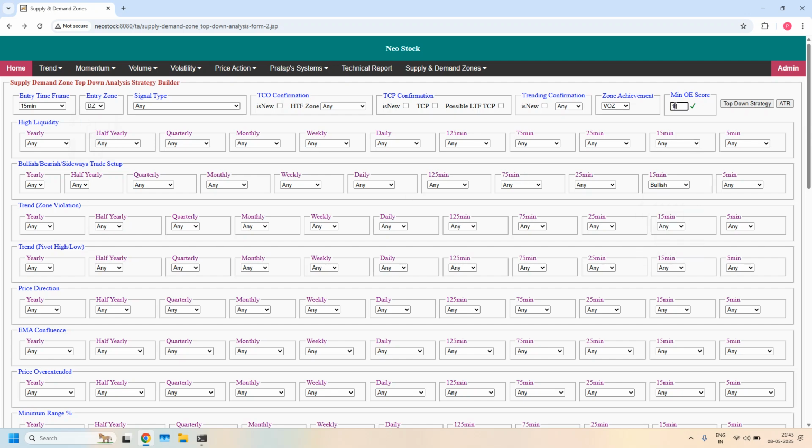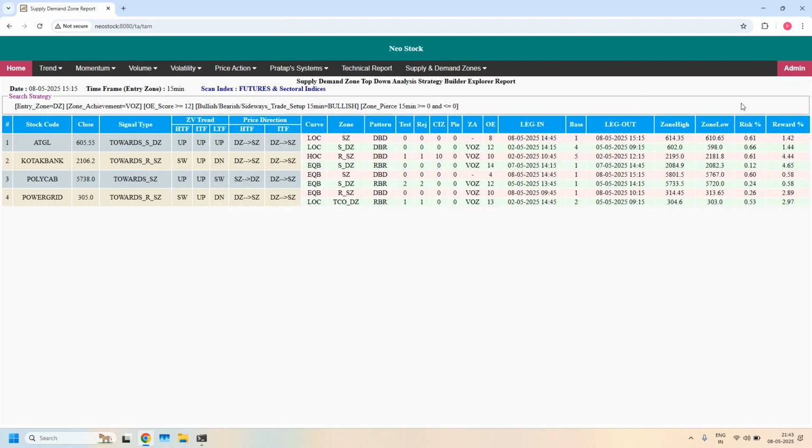The only difference in the filters is adding minimum order enhancer score 12. With these filters, we got 4 stocks. Bullish trade setup for daily income trade. Entry time frame zones are 15 minutes demand zones. Out of these 4 15 minutes demand zones, let us identify, excuse me, out of these 4, high probability zones based on zone confluence, let us filter.